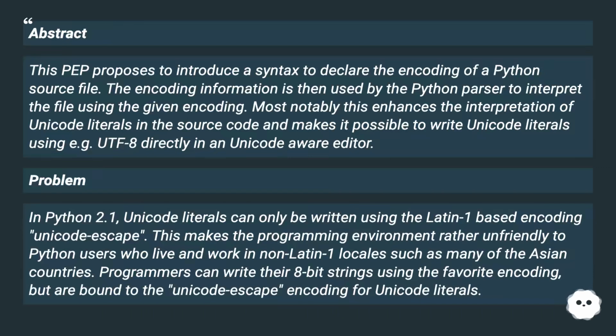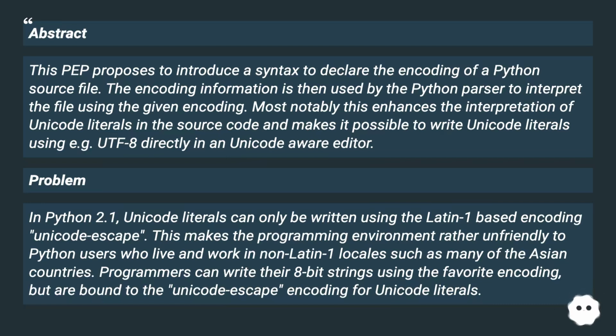Abstract. This PEP proposes to introduce a syntax to declare the encoding of a Python source file. The encoding information is then used by the Python parser to interpret the file using the given encoding. Most notably, this enhances the interpretation of Unicode literals in the source code and makes it possible to write Unicode literals using e.g. UTF-8 directly in a Unicode-aware editor. Problem: in Python 2.1, Unicode literals can only be written using the Latin-1 based encoding Unicode escape. This makes the programming environment rather unfriendly to Python users who live and work in non-Latin-1 locales such as many of the Asian countries.